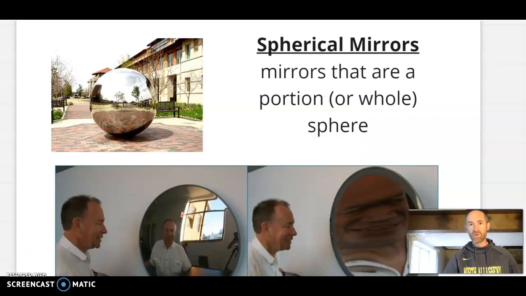On the last video, we were talking about plane mirrors, a flat mirror. Now we're going to talk about a spherical mirror. A mirror that's a ball, a sphere. It could be the entire ball, it could be just a portion of the sphere.